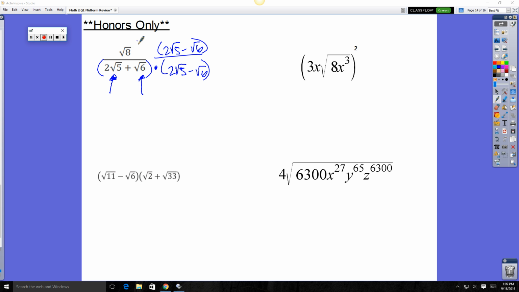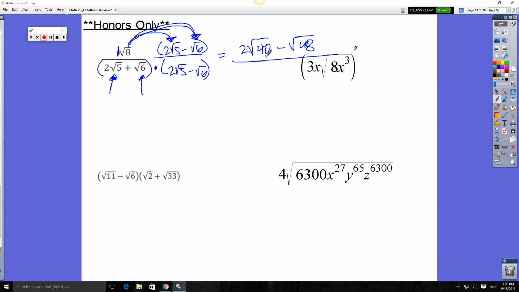So now it's just a lot of distributive property. You got to times this to this and this to this. So if you do square root of 8 times 2 square root of 5, in front of 8 the coefficient is 1, so you times your coefficients together, 1 times 2, it's going to give you 2. Square root of 8 times square root of 5 is square root of 40. And then if I times that to the square root of 6, I'm going to get a square root of 48. Okay, on the bottom.